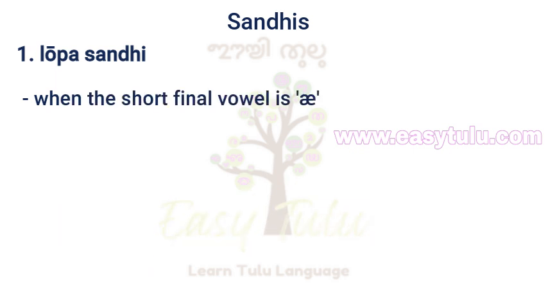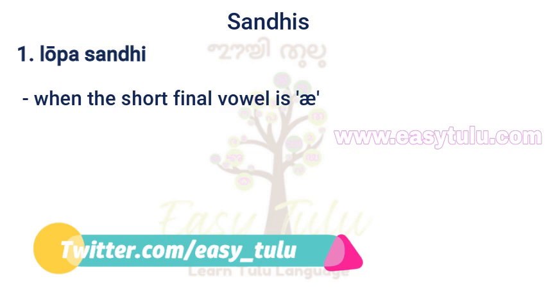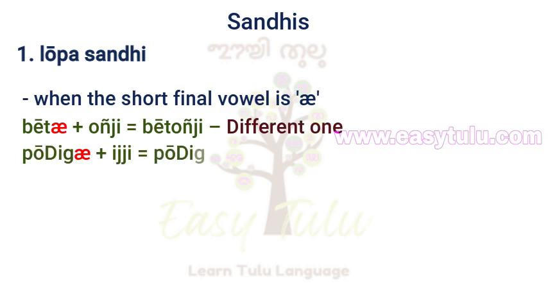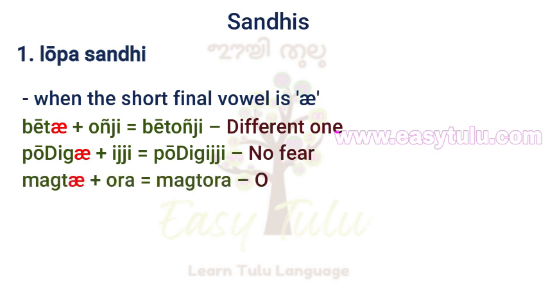The sandhi may also happen with the final a vowel sometimes, if it will not change the meaning of the word. Usually it happens when the final a is the vowel of the infinitives. Examples: Beta plus onji, betonji, different one. Podige plus ijji, podigijji, no fear. Makta plus ora, maktora, once again.